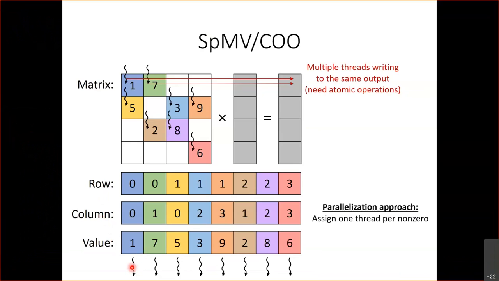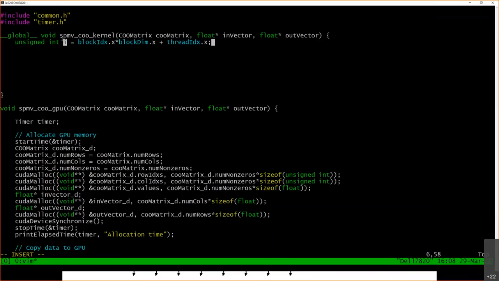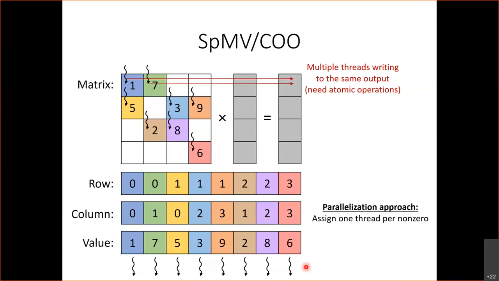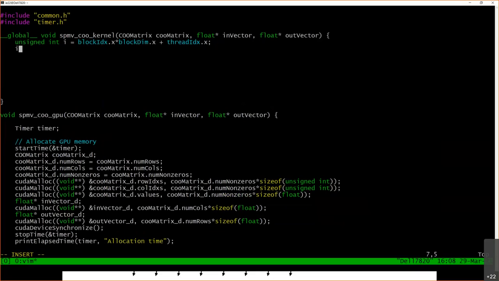Now one thing I need to make sure of is that I am within bounds. How could I be out of bounds? What do I need to compare i to, to make sure it's within bounds? I need to make sure that I don't have any threads out here. I need to make sure that i is less than the total number of non-zeros in the matrix. So if i is less than the total number of non-zeros, the COO matrix has a field over here, which is numNonzeros.